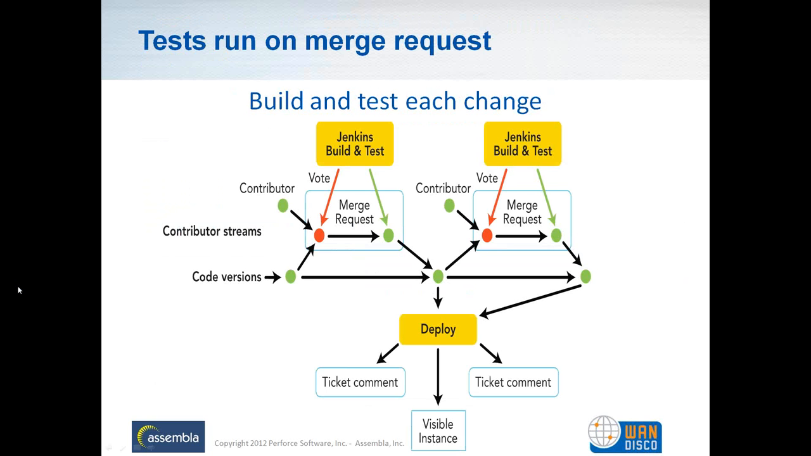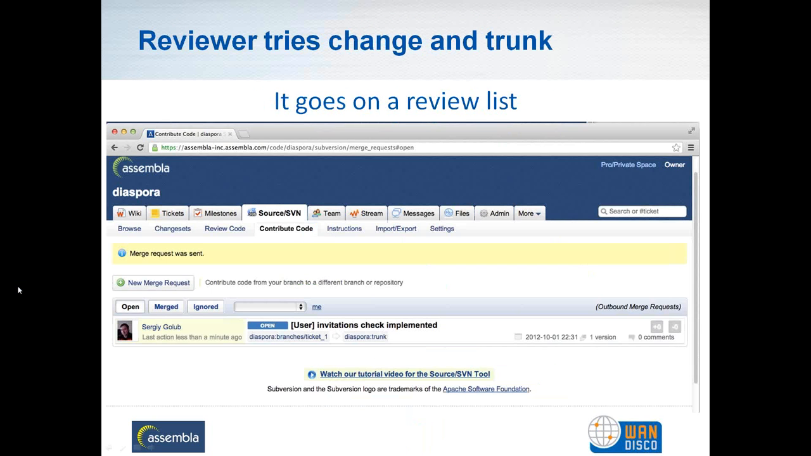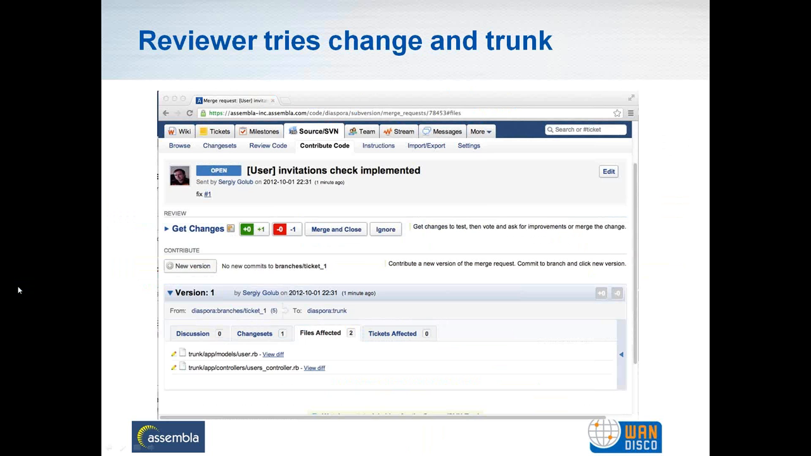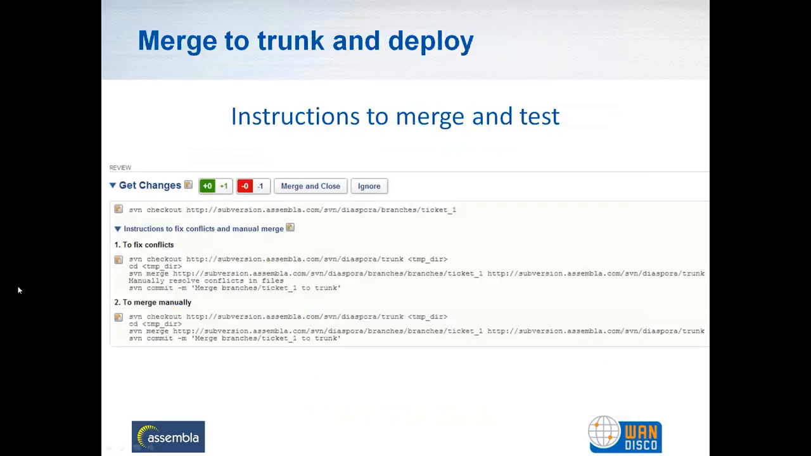That will get picked up, hopefully, by your testing system, and your testing system will say, hey, passes all tests. Then it goes into a list for a reviewer, one of your teammates, who will look at it. They'll click on that merge request in the list, and they'll get a page where they have instructions for how to get those changes and test them. They can vote, or they can follow the instructions. If everything looks good, they can follow the instructions to merge into trunk.